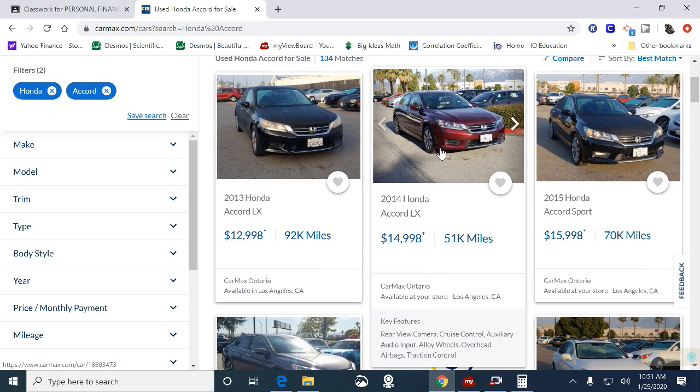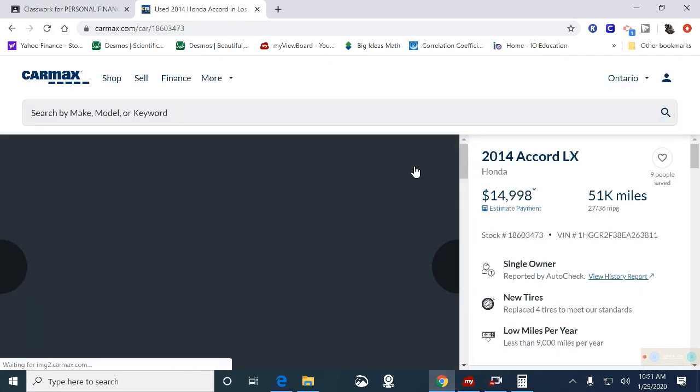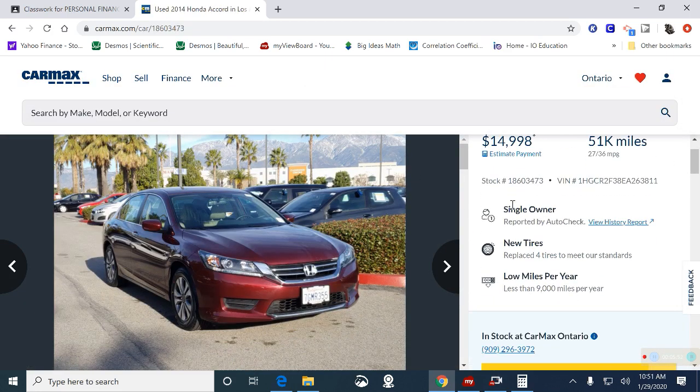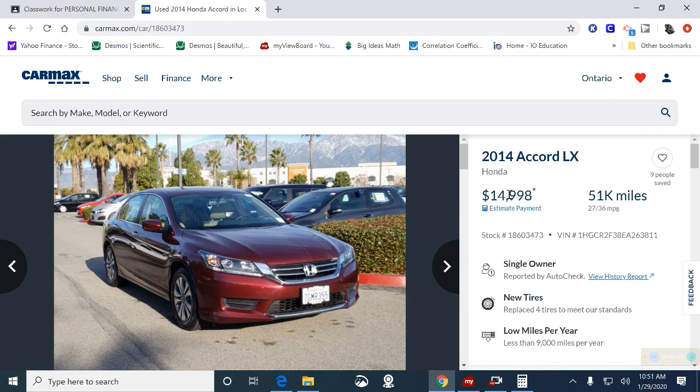And let's see what it tells me about. There we go. So this is how much it costs. It's got 51,000 miles on it. The 27 right here, that's how many miles per gallon on the street, and the 36 is how many miles per gallon on the highway.